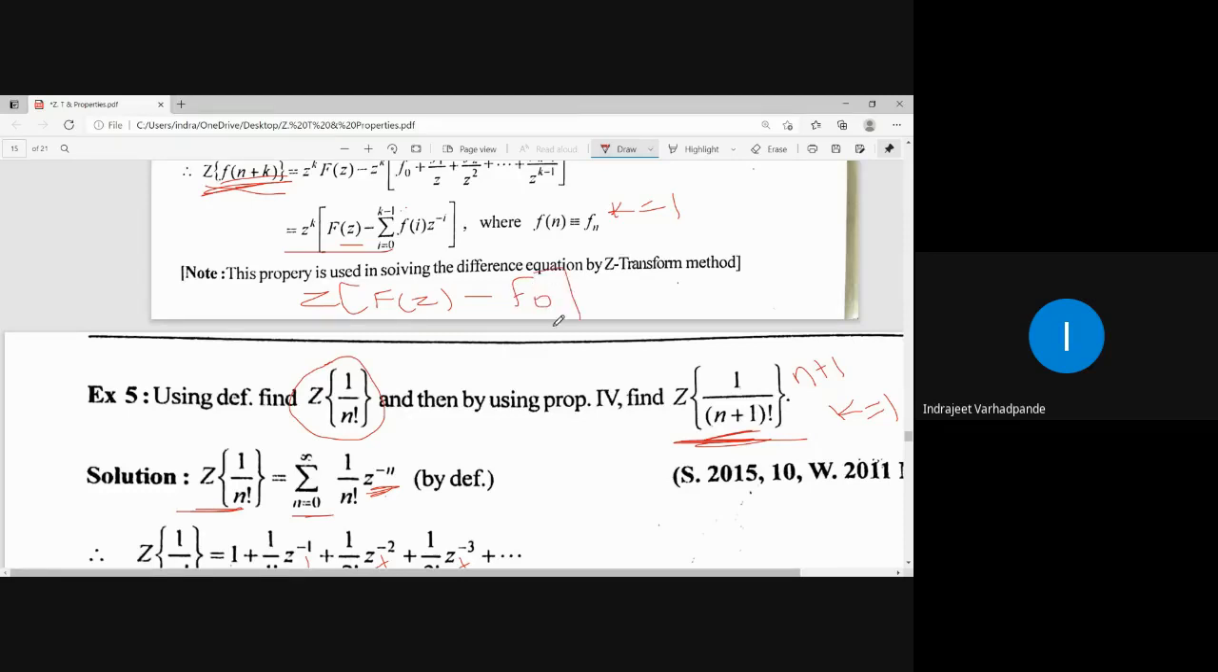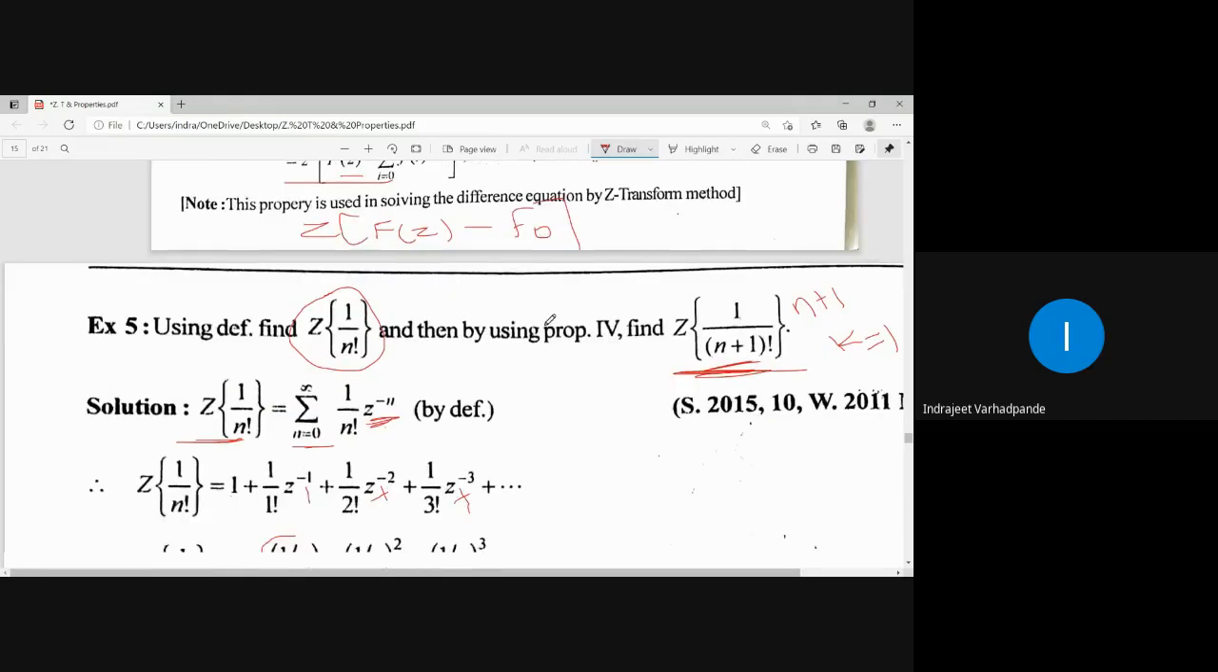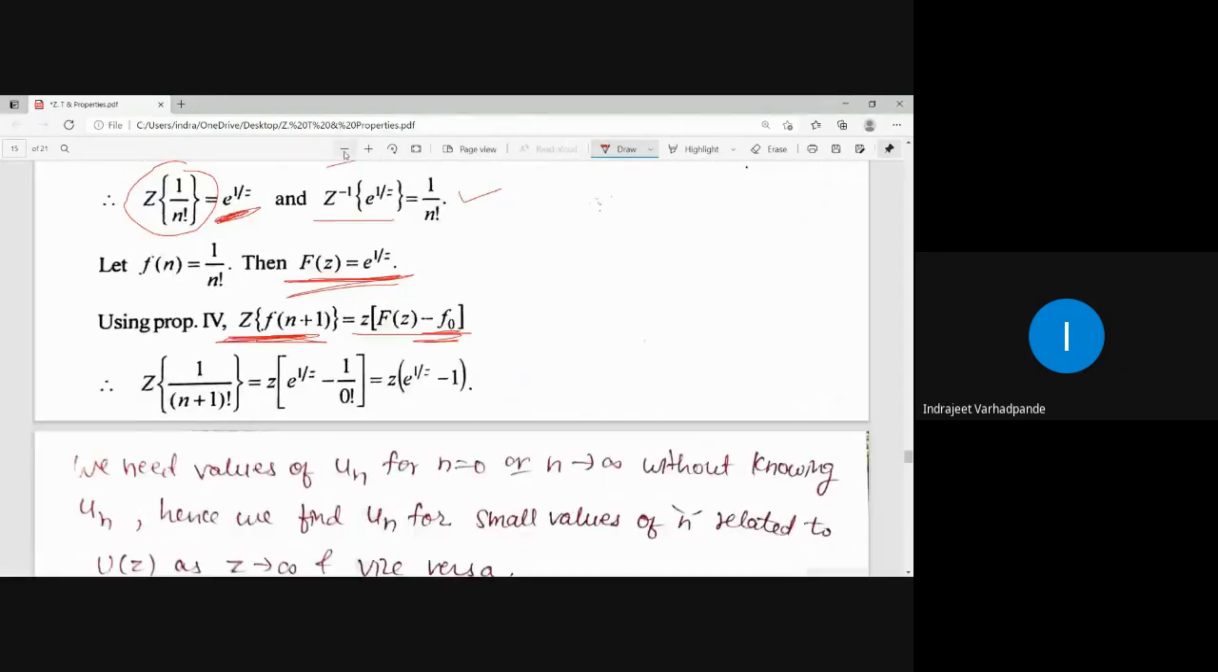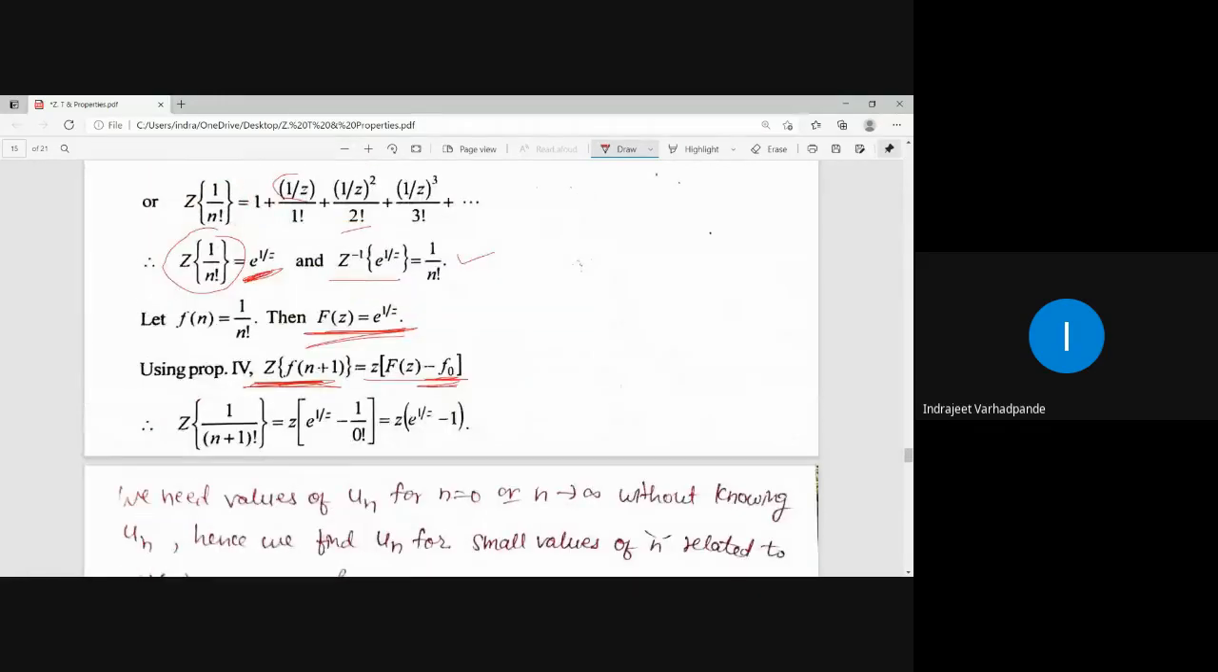So what I have written over here is z into F of z minus f of 0. That is how the simplification will go, and we will be trying to find out the answer. Okay, so herein we will be simplifying in that fashion.